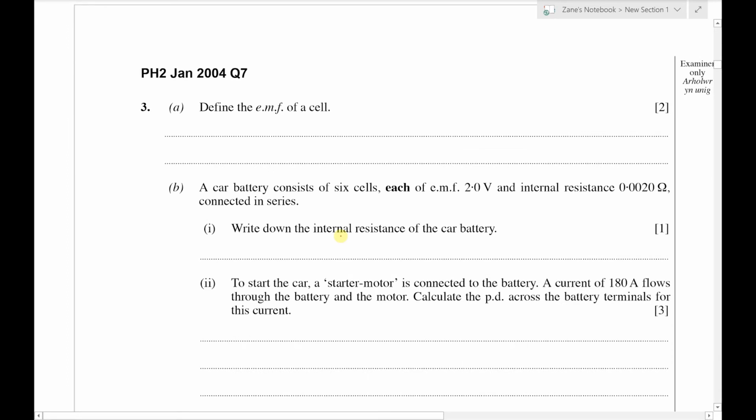Welcome to another WJEC A level physics question. This one is question 7 from January 2004's PH2 paper, and this is a question about EMFs and internal resistances.